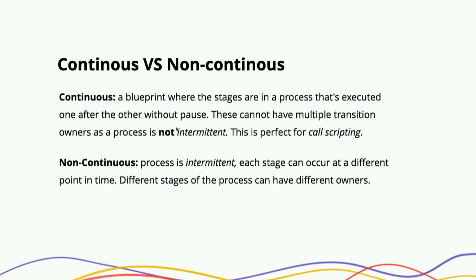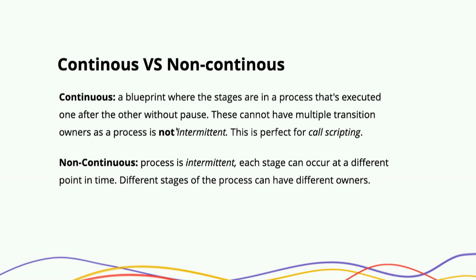And the last thing I want to talk about before we start looking at the design itself is the difference between a continuous and a non-continuous blueprint. So these are going to be the only 2 that we have right now. And a continuous blueprint is one which is going to run all at once. So there's not going to be any pauses in between each stage of the process. And it can only have one owner for the record itself because of this.